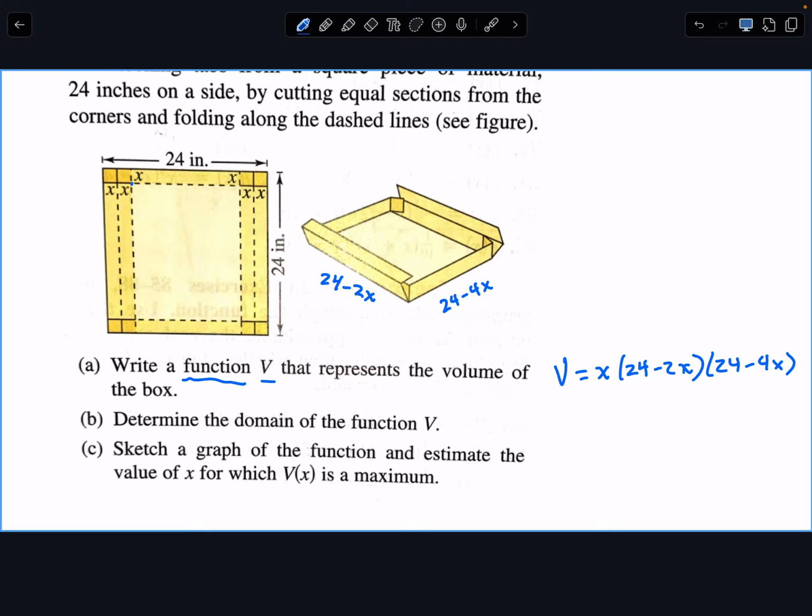Then it says determine the domain. Well, this takes some puzzling out and thinking through, which I've already done. You can only have a length of 24. So how big can I let X be before I've used up all 24? So if I use X, 1, 2, 3, 4, all 4 of those add up to 24. So these two X's plus these two X's add up to 24.